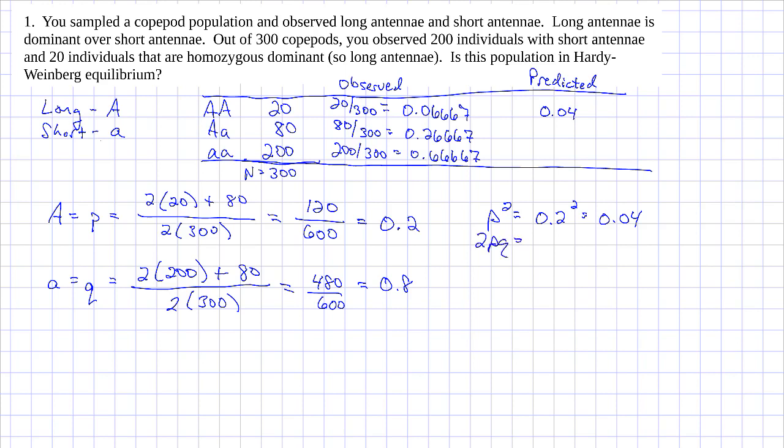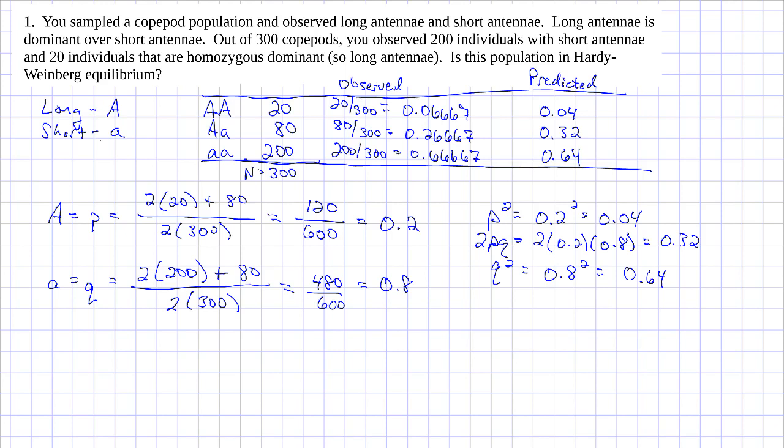2pq, this is our genotype frequency of the heterozygote. 2 times 0.2 times 0.8. That's 0.32. And lastly, our q squared, which is 0.64. That 0.64 is our predicted genotype frequency of the homozygous recessive.